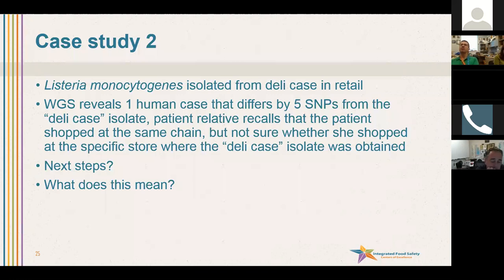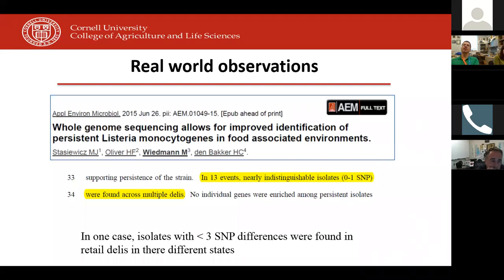Anyone else? What else would we do? So I'm going to now just give you some real-world examples that sort of illustrate the challenge in this. And this is actually a paper that we published more than 2 years ago, where we did whole genome sequencing of Listeria monocytogenes isolates from more than 15 retail deli establishments that were located across different states: New York, Indiana, and North Carolina.